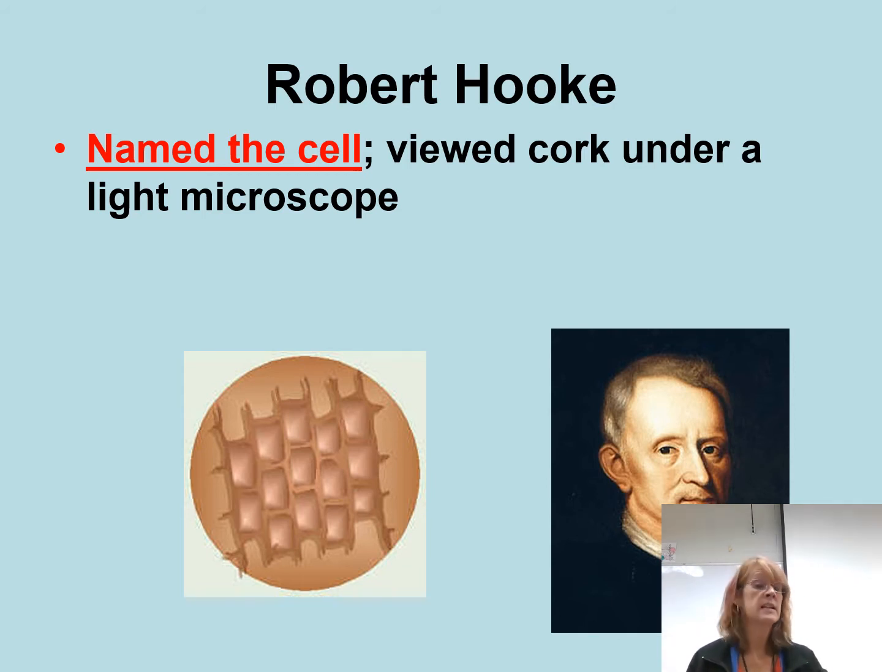Now, the cells that he looked at were dead. Cork is made from dead wood, and so these cells would have hollowed out, and all that would be left behind is the thick cell wall. And so that's what gave it this building or this brick effect.